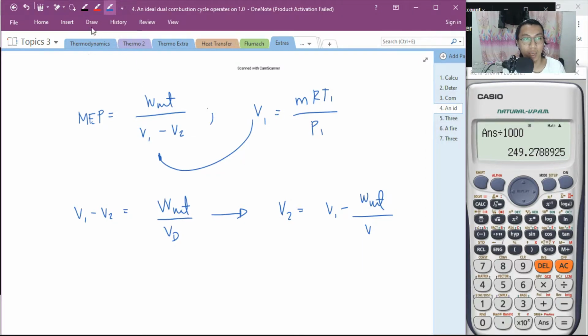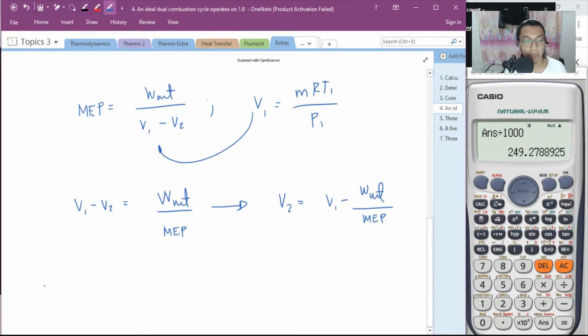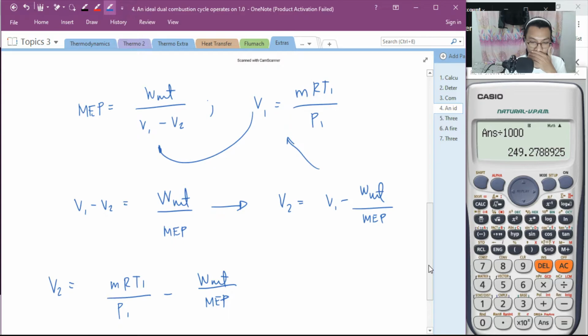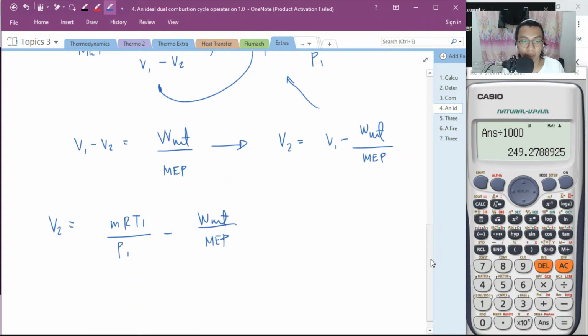Hindi pala V dito. MEP. Yan, MEP. Okay. Simplify pa natin. V2 now will be equal to V1, ito yun, no? So, MRT1 divided by P1 minus work net divided by MEP. Okay. Solve natin.